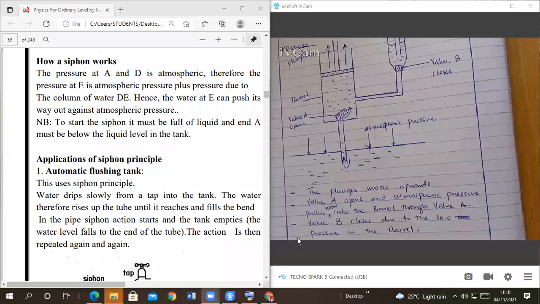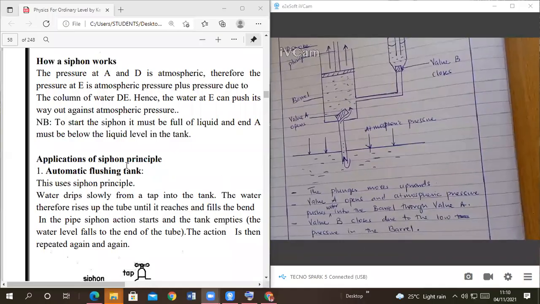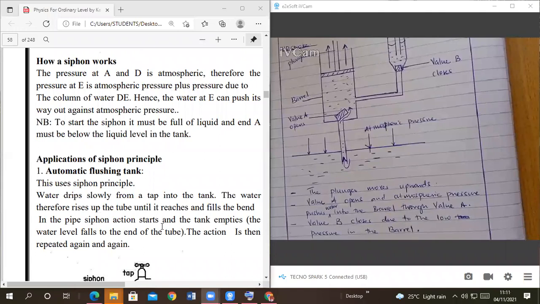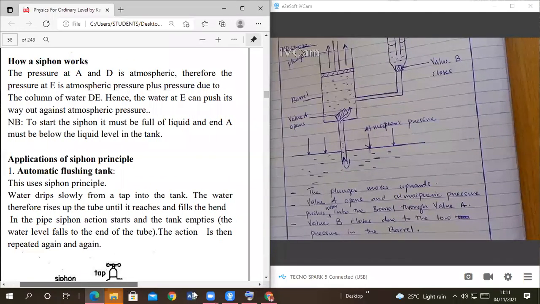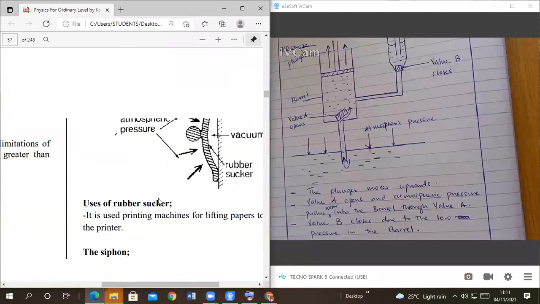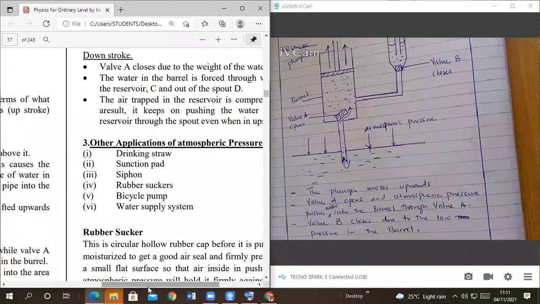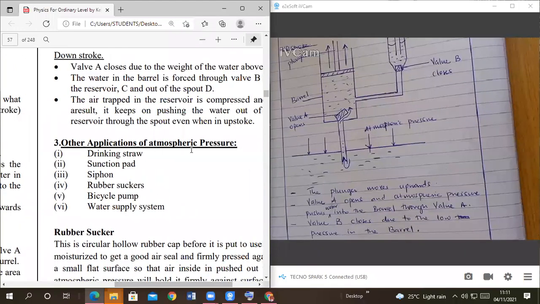Okay, so the other applications that we are supposed to look at, we have them here, they are listed. They are saying that other applications of atmospheric pressure include drinking straw, sucking pad, siphon, rubber sucker, bicycle pump, and a water supply system.